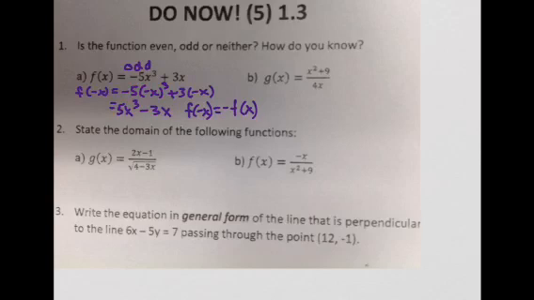Okay? Letter B. When you have a rational function, you treat the numerator as a separate one, and then the denominator, and then compare the two results. So right here, when you look at the numerator, replace the x with a negative x, and then simplify. That gives you x squared plus 9. So the numerator is even, because you get the original back. And then the denominator, replace the x with a negative x, and you get negative 4x. The denominator is odd.